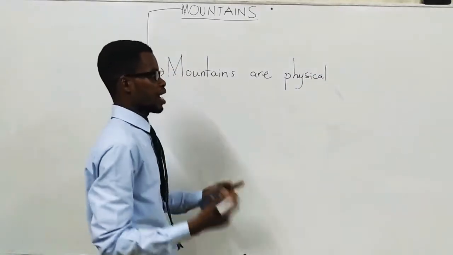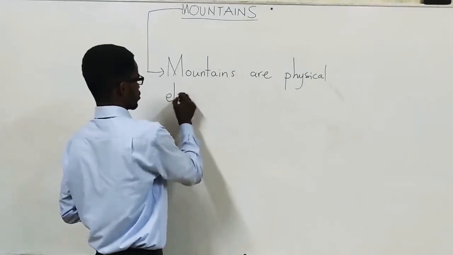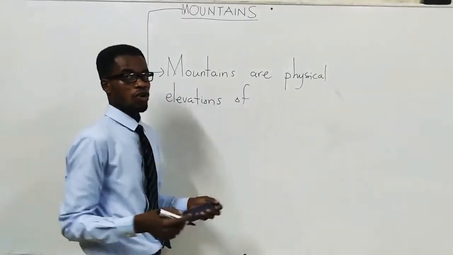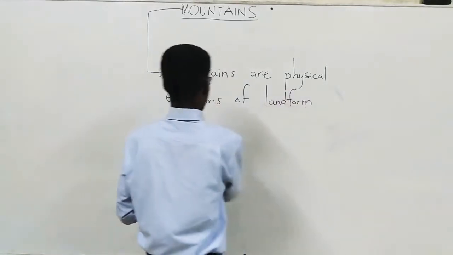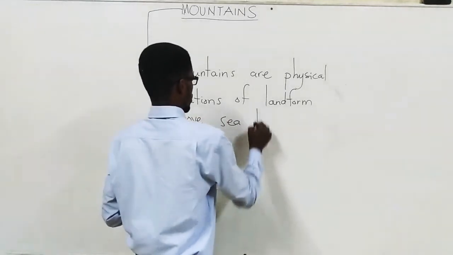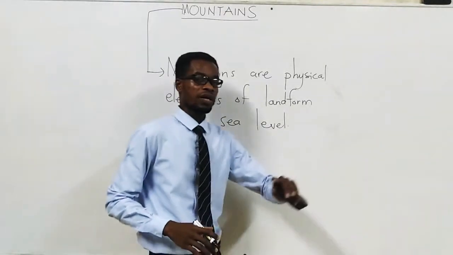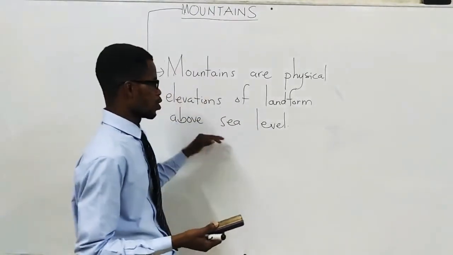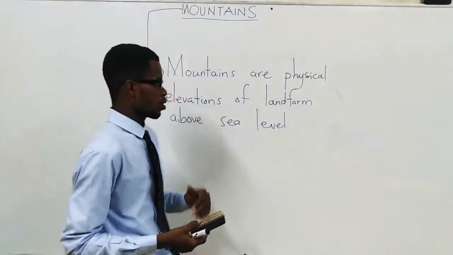Mountains can be described as physical elevations of landform above sea level. The sea is considered the lowest part of the earth by geologists or geographers. So we measure every mountain using the sea level as a basis, or the benchmark.